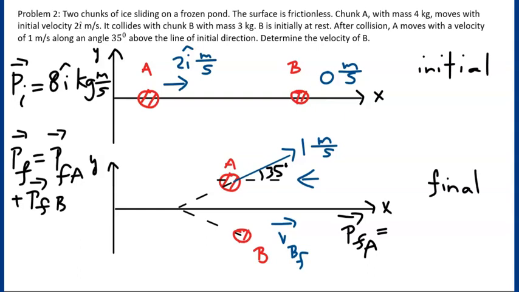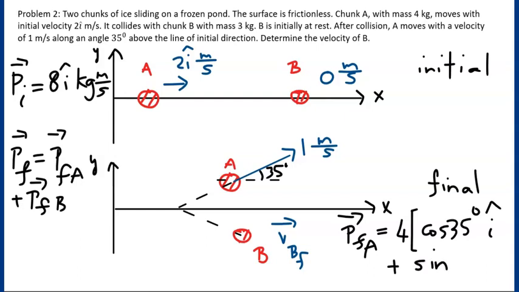Now A is moving with 1 meter per second at such an angle, and its mass is 4 kilograms. The velocity is 1 times cosine 35 degrees, so that is the x component of the velocity, and the y component of the velocity is 1 times sine 35 degrees, j hat. So that is the final momentum of object A.